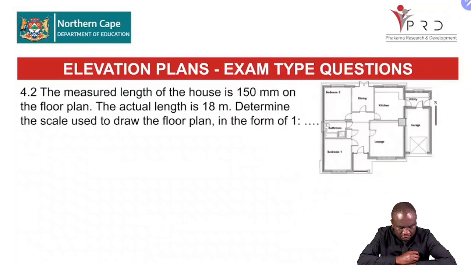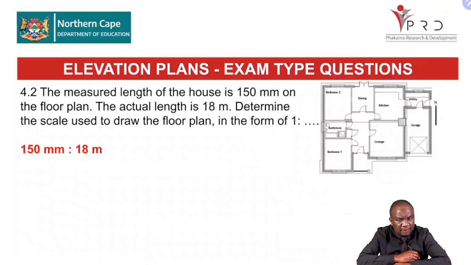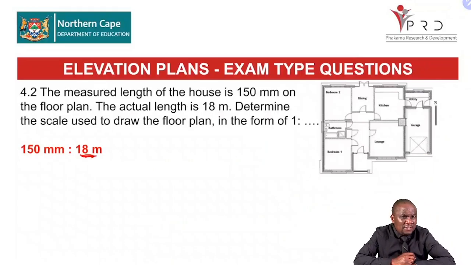And then 4.2, the measured length of the house is 150 millimeters on the floor plan, the actual length is 18 meters. So it means plan to actual is 150 millimeters to 18 meters, isn't it? But number scale, remember what we said about number scale. The units must be the same. So we can convert 18 meters to centimeters. How do we convert meters to centimeters? We multiply by 100. From a bigger unit to a smaller unit, we multiply because there are many smaller units in a bigger unit. From a smaller unit to a bigger unit, we divide.